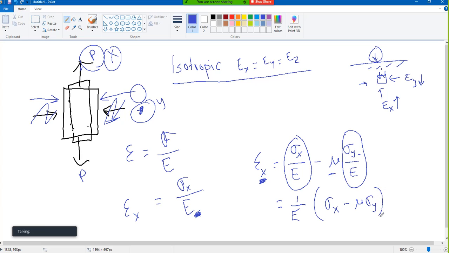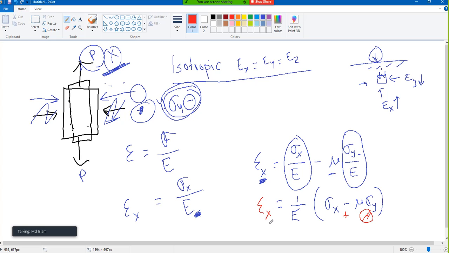That's it. Now in this figure, if sigma x is positive, sigma y is negative. Why? Because if we assume tension positive, compression will be negative. Now if we use sigma y negative, you can see if we use this term negative, then here it will ultimately be positive. Then you can see my epsilon x will be higher.